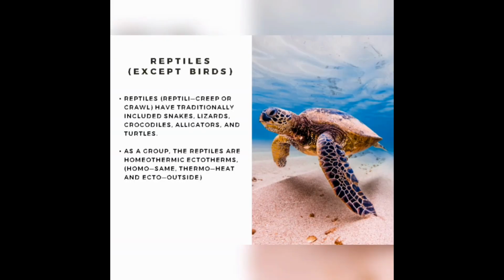Reptiles, except birds. Reptiles have traditionally included snakes, lizards, crocodiles, alligators, and turtles. However, they share a number of derived characteristics with birds, and the evidence shows reptiles are a paraphyletic group without birds. In fact, the crocodilians and birds are monophyletic groups and are therefore in a clade apart from the other amniotes. As a group, the reptiles are ectotherms, meaning they use heat from the environment to regulate their body temperature and have behaviors that maximize heat gain.